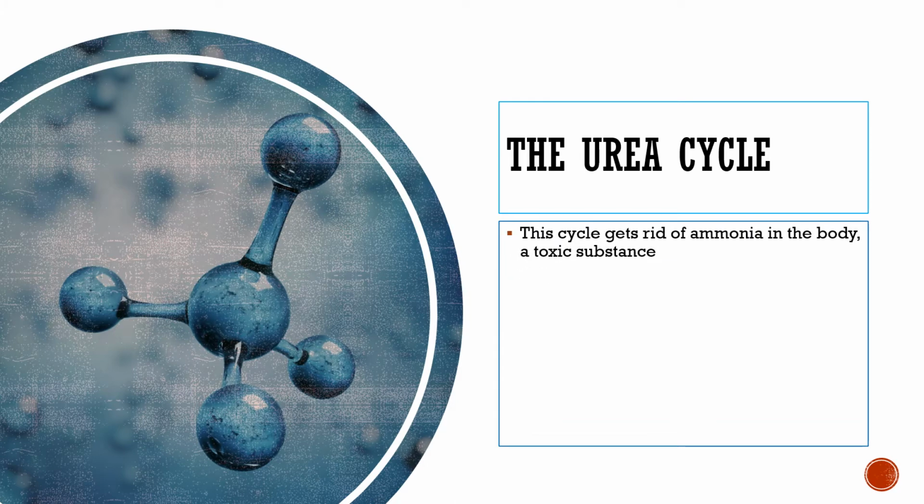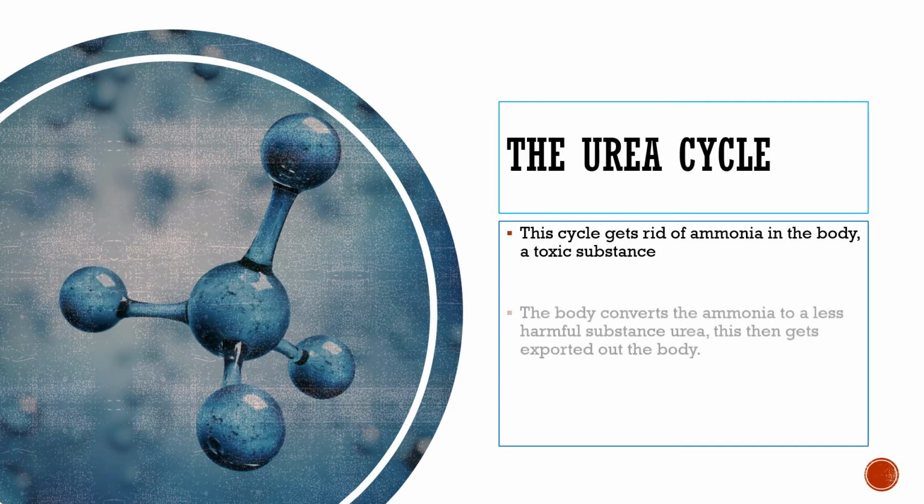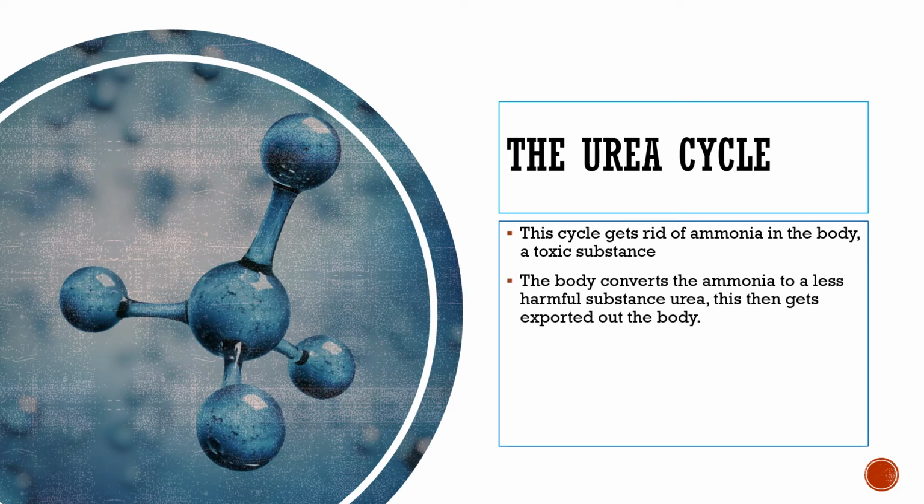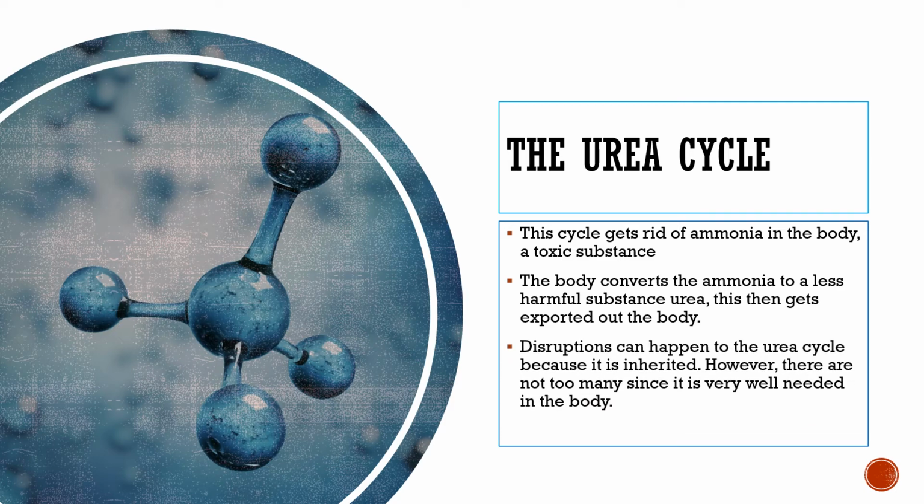The cycle gets rid of ammonia in the body, which is a toxic substance. The body converts ammonia to a less harmful substance, urea, hence the name. Then this gets exported out of the body. Disruptions can happen to the urea cycle because it is inherited. However, there are not too many since it's very well needed in the body. And this makes sense because it's such an important cycle, and if we had a problem, it would be very clear and we could possibly die.